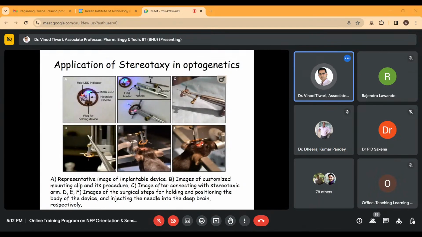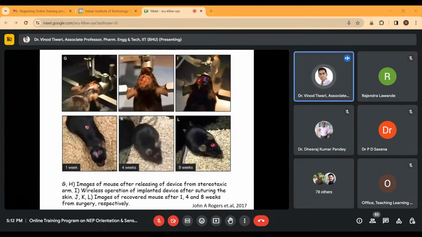Now this animal is having the electrode inside the brain, and you can decide which neuron you want to activate or silence. This is like after 1 week, and this is after 4 weeks, and this is after 8 weeks of surgery in these animals.